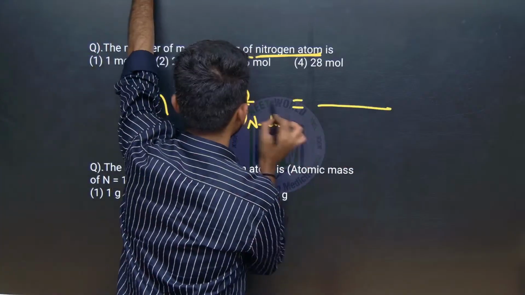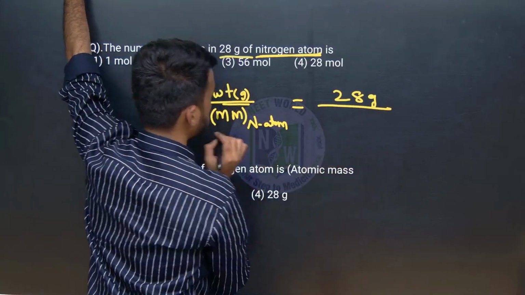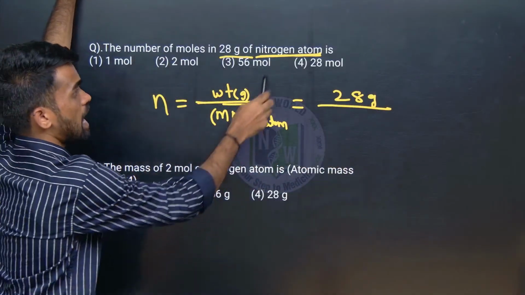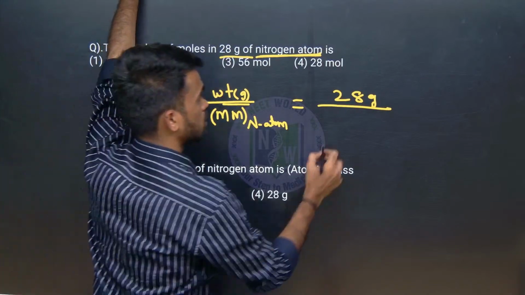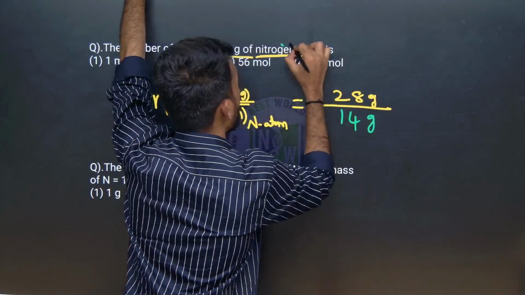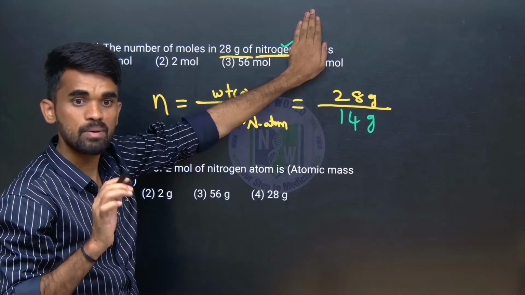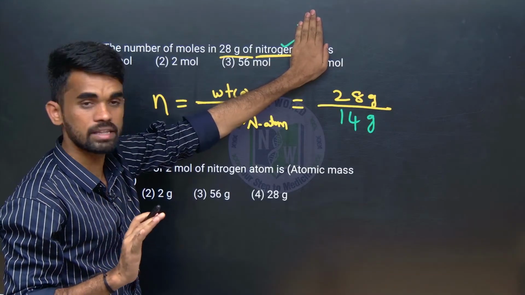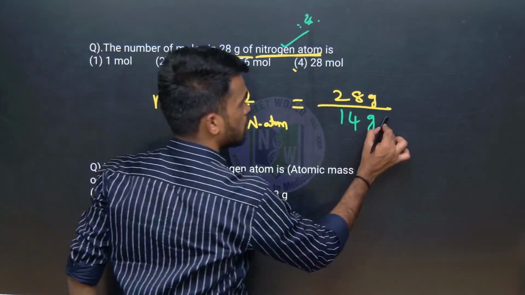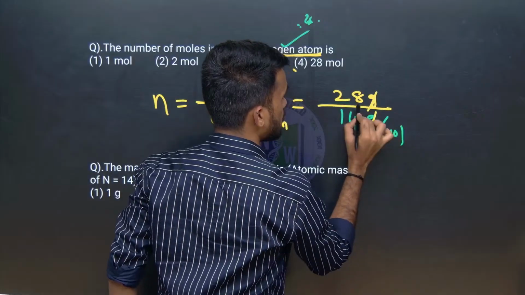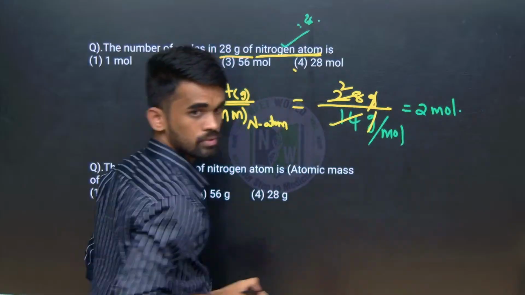Now tell me, 28 grams by how much should I take in the denominator? It is atom, so it means 14 grams you should take. Yes, 14 grams only. It is atom they mentioned. If they mention directly nitrogen, that means it is a molecule, and you should take 28 as the molar mass. Here they mention atom, so you should take 14 grams per mole. Hope it is clear. So you will get the answer as 2 mole.